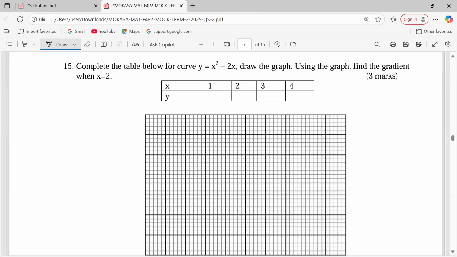Okay. Look at this. We just substitute in the equation to get the value of y. When x is 1, it shall be 1 squared minus 2 into 1. This is giving us negative 1. Then we proceed to 2. 2 squared minus 2 into 2. This gives us 0. Then at 3, 3 squared minus 2 into 3. This gives us 3. Then 4. 4 squared minus 2 into 4. This gives us 8. So we have the table already filled.